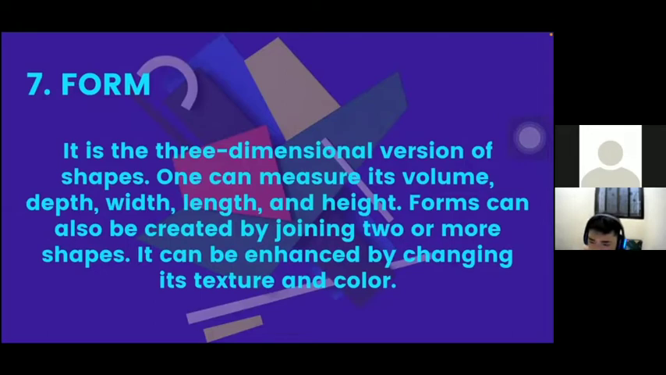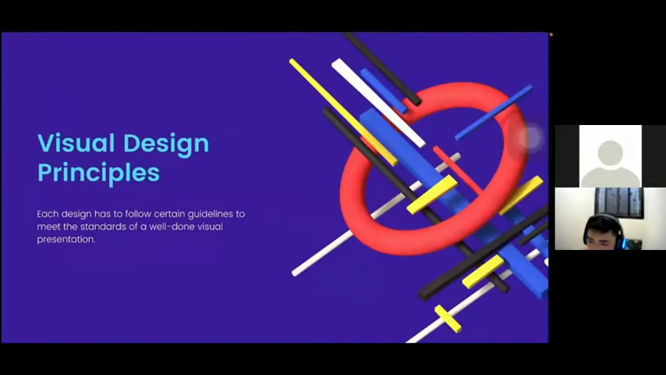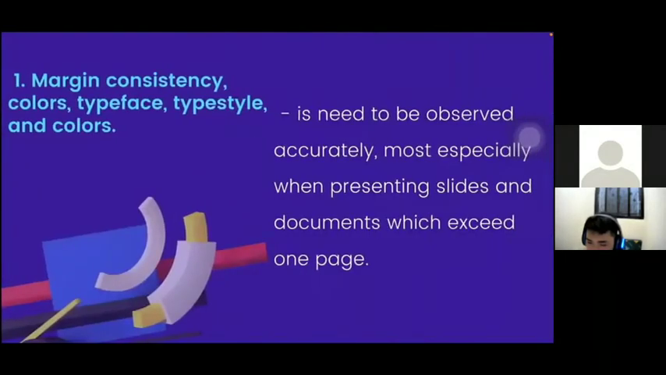Okay, so now let's go to visual design principles. Each design has to follow certain guidelines to meet the standards of a well-done visual presentation. Number one, margin consistency. Colors, typeface, and type style need to be observed accurately, most especially when presenting slides and documents which exceed one page. So margin, typeface, type style, and color consistency are all important, especially in multi-page presentations and papers.